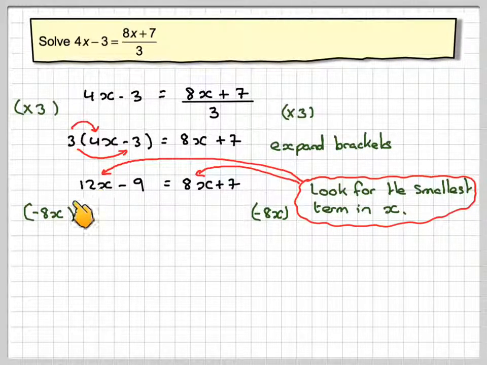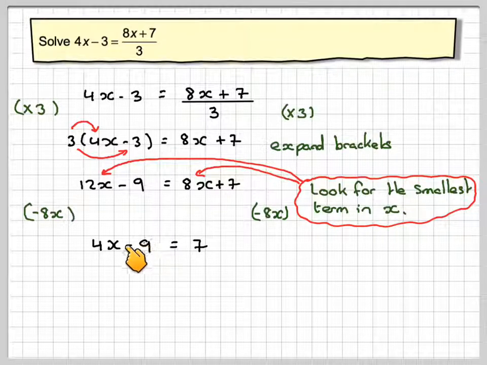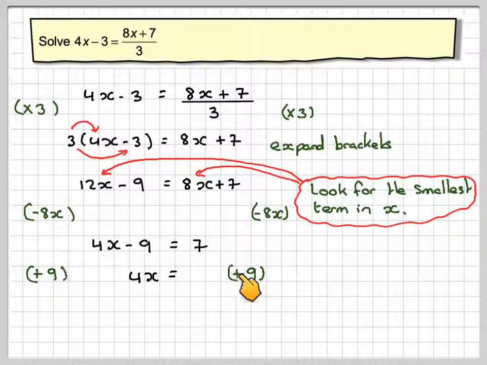So we get 12x minus 8x, which gives me 4x, still got the minus 9, and 8x minus 8x gives us nothing, so we've still got a 7 here. And then working outwards towards the x, we've got minus 9. So the opposite of minus 9 is to add 9 to both sides. So we get 4x minus 9 plus 9, which gives me 4x. And we get 7 plus 9, which gives me 16.